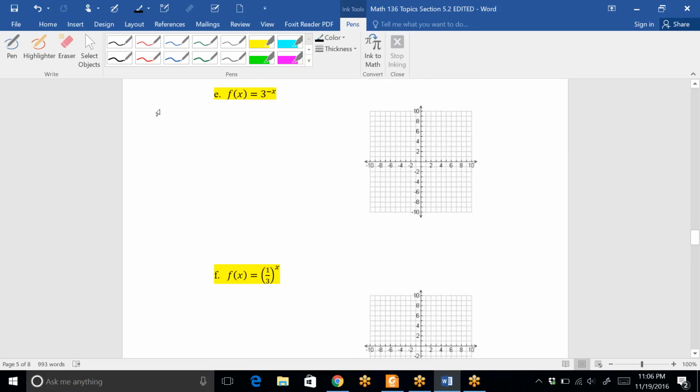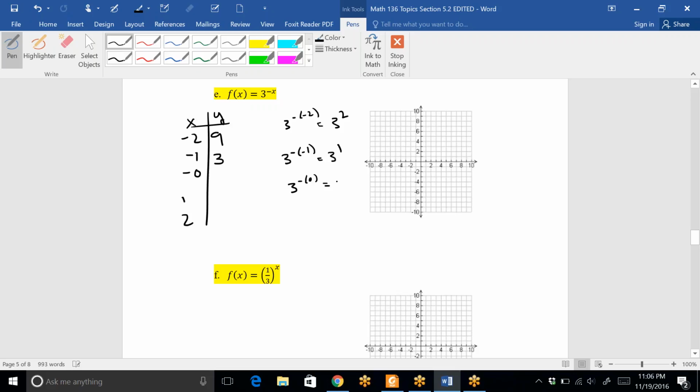This one is just a negative x, so it's still going to be okay to plug in negative 2 to 2, but they're going to all flip signs. So this would be 3 to the negative negative 2. That would just be 3 squared, which is 9. 3 to the negative negative 1. That would be 3 to the first. 3 to the negative 0, that's still just 0, so that would be 1. 3 to the negative 1 would be 1 over 3. And 3 to the negative 2 would be 1 over 3 squared, which is 1/9.